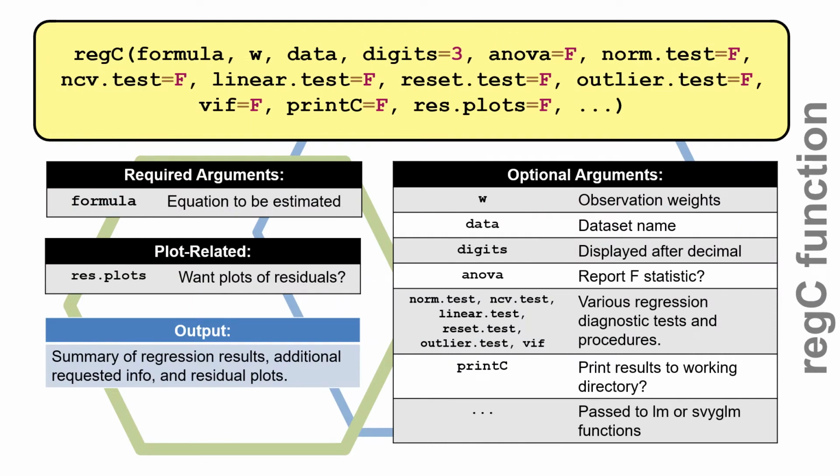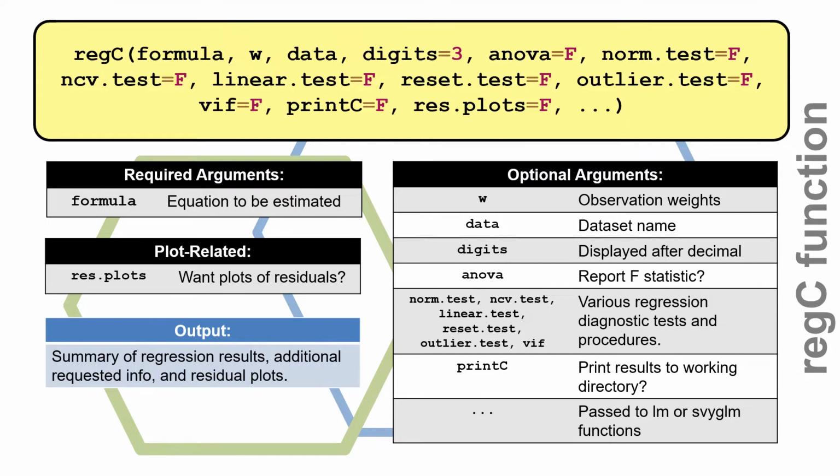The regC function is one of the most powerful functions in the RCPA3 package, and we use it a lot in the book. In this video, I'm going to focus on the regC function's optional arguments, which implement various regression diagnostic tests and procedures. As you may know, the regC function has one required argument, formula, which is set equal to the regression equation to be estimated.